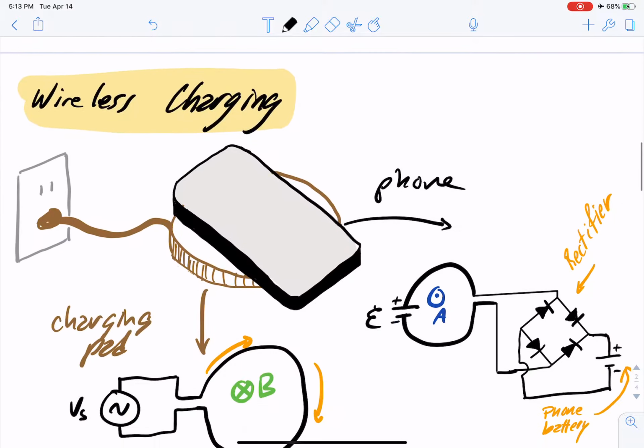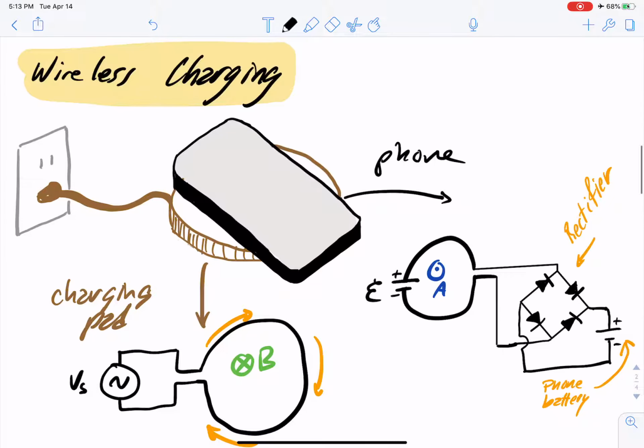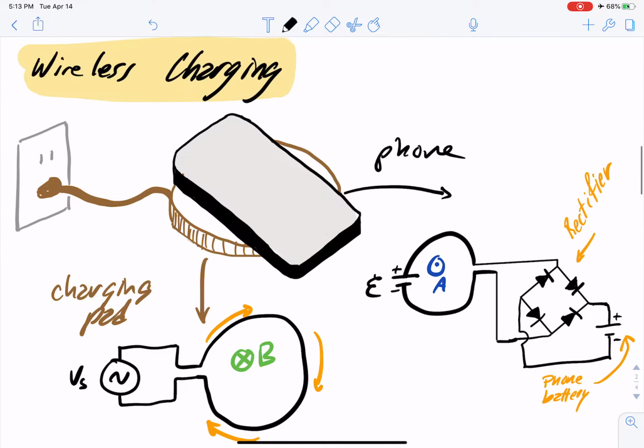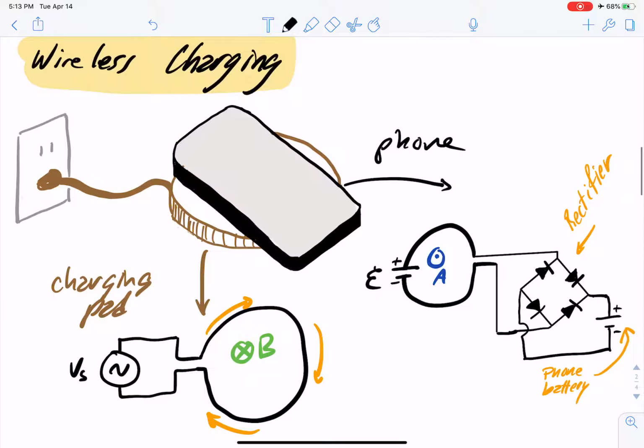Let's look at another example. This is wireless charging. Maybe if you have a newer phone, you don't have to plug it in anymore. You place it on top of a charger, and somehow it charges through there. Electric toothbrushes are the same thing. You put it on a little stand, and it charges the toothbrush. The same method in both.